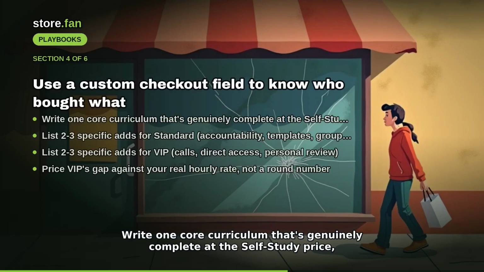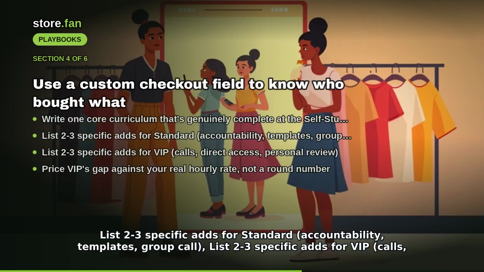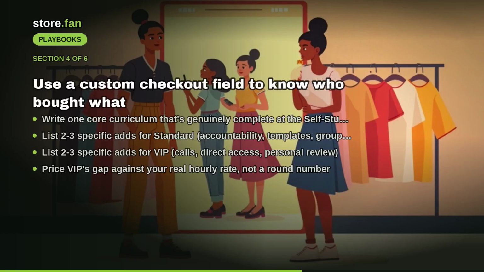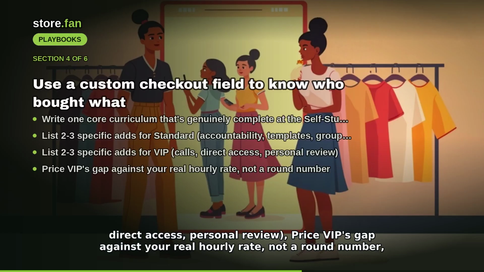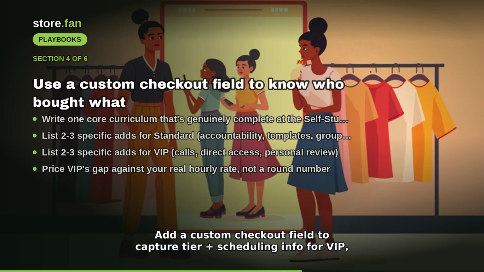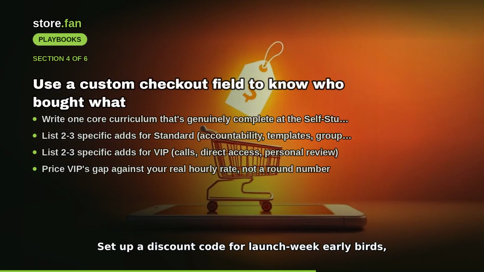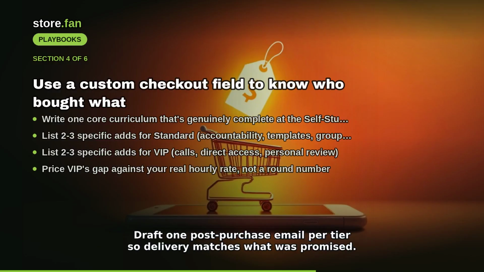Write one core curriculum that's genuinely complete at the self-study price. List 2-3 specific adds for standard: accountability, templates, group call. List 2-3 specific adds for VIP: calls, direct access, personal review. Price the gap against your real hourly rate, not a round number. Build one product with 3 pricing options, not 3 separate products. Add a custom checkout field to capture tier plus scheduling info for VIP. Set up a discount code for launch week early birds. Draft one post-purchase email per tier so delivery matches what was promised.